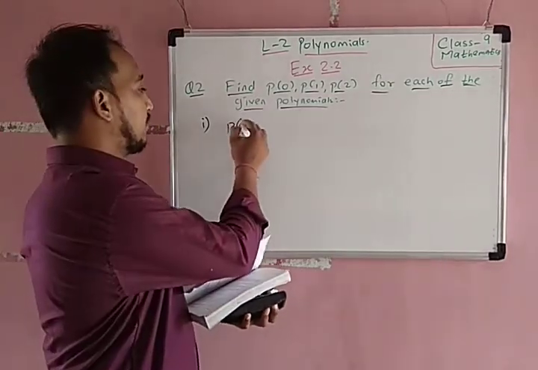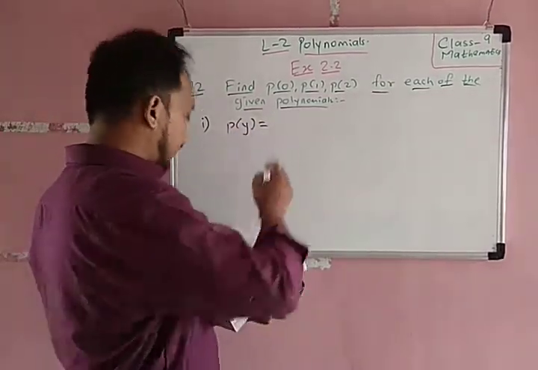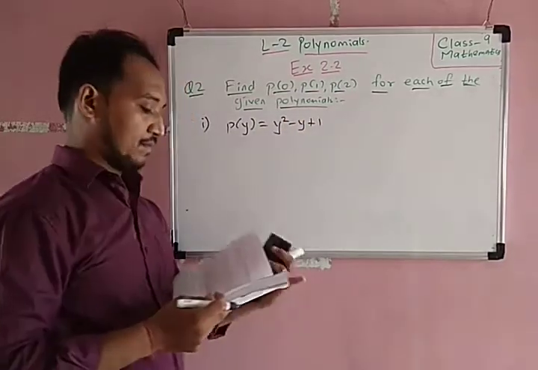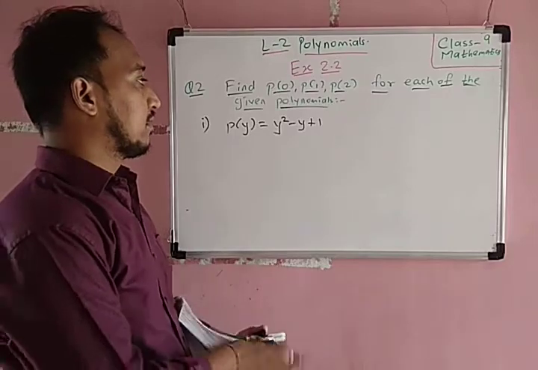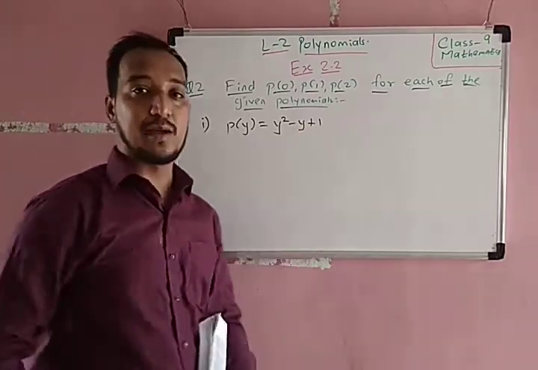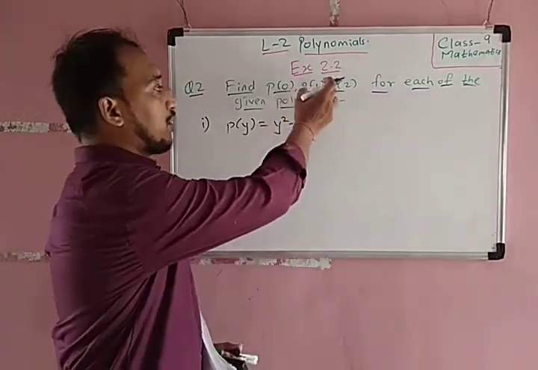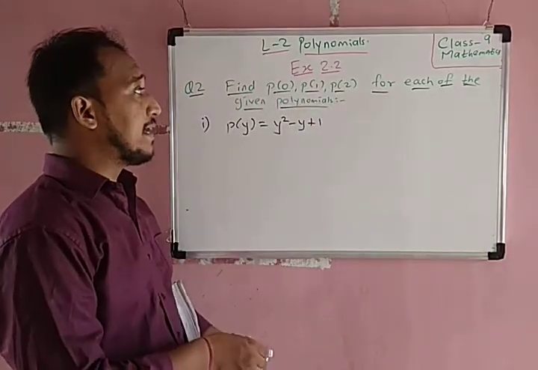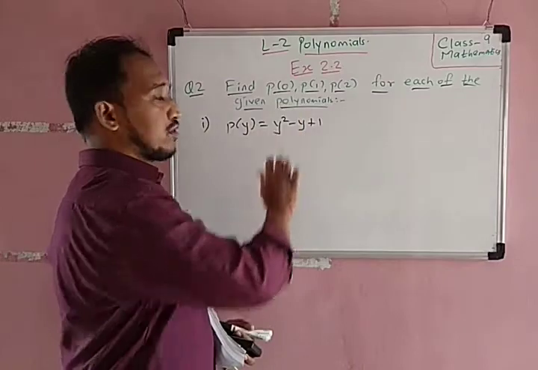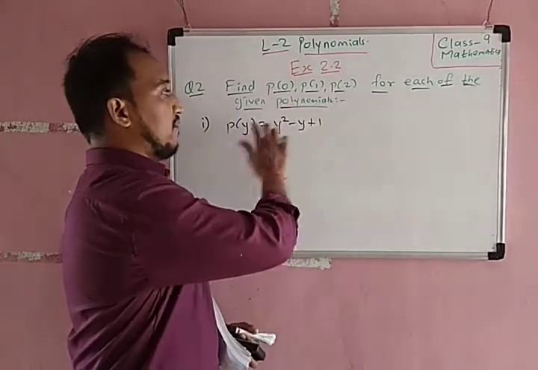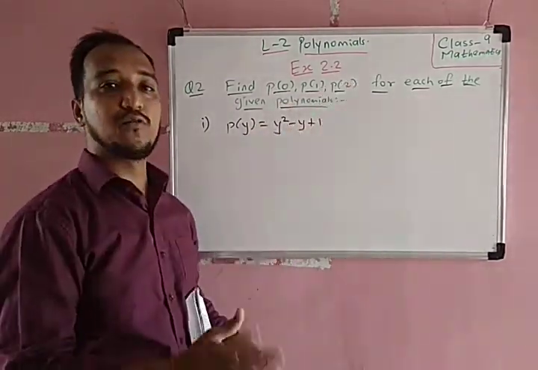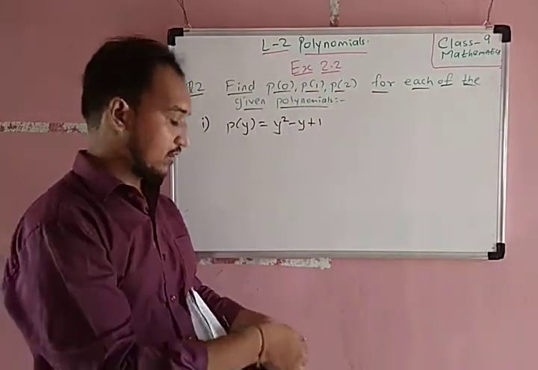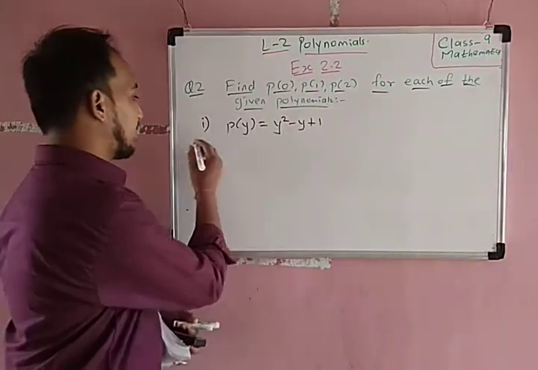p of y equals y square minus y plus 1. p of y given क्या दिया हुआ है? y square minus y plus 1. We have to find p of 0, p of 1, p of 2. Means you have to find when y equals 0, when y equals 1 and y equals 2. So we have to find the value of the polynomial at 0, 1 and 2, for 3 points. Okay? So let us do.